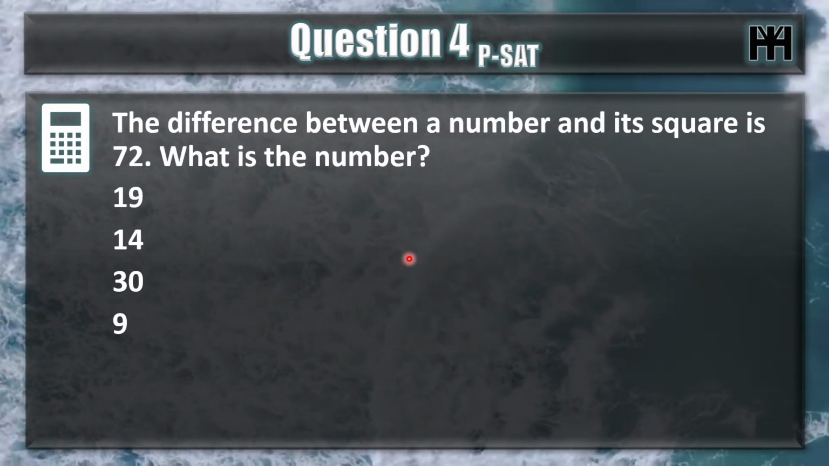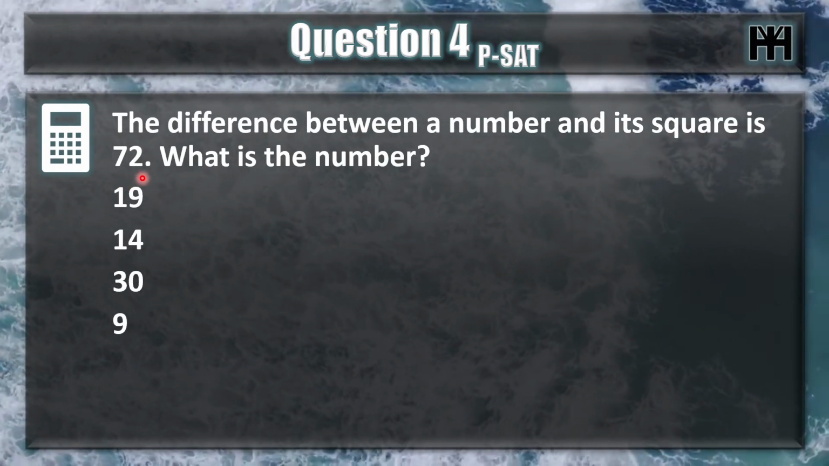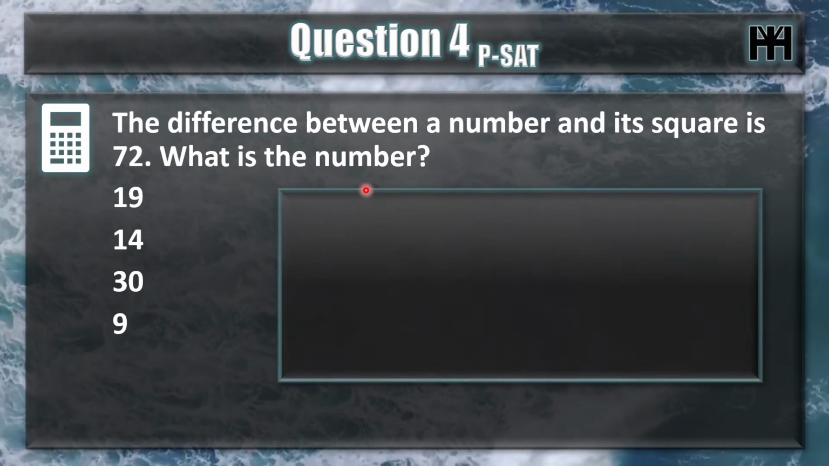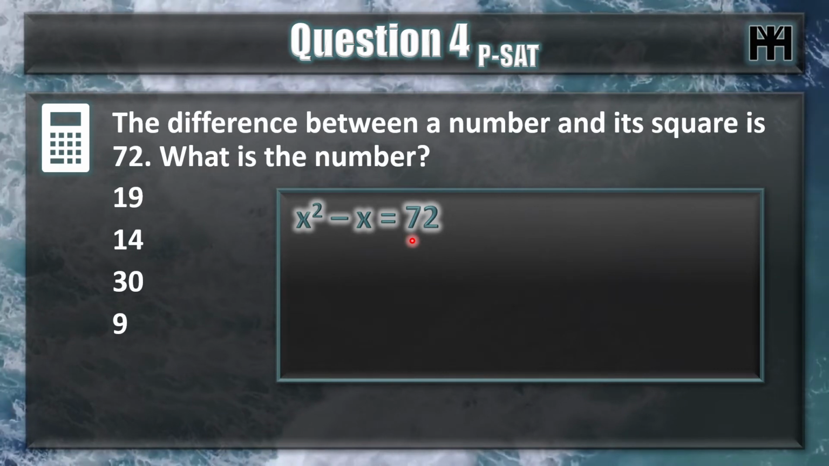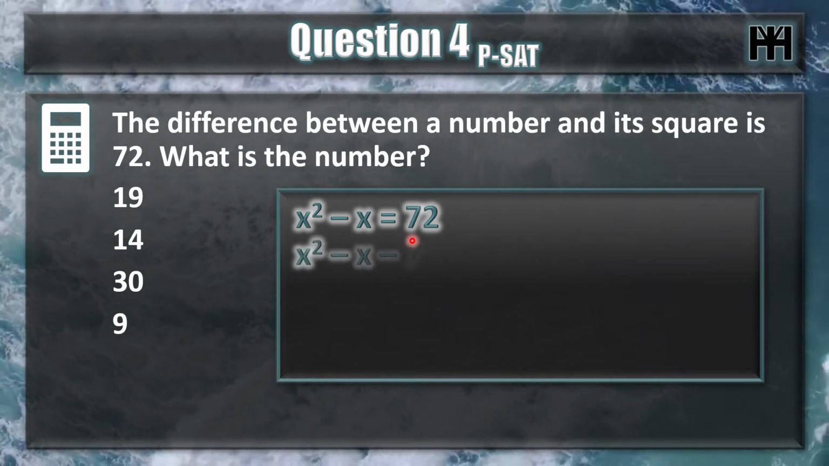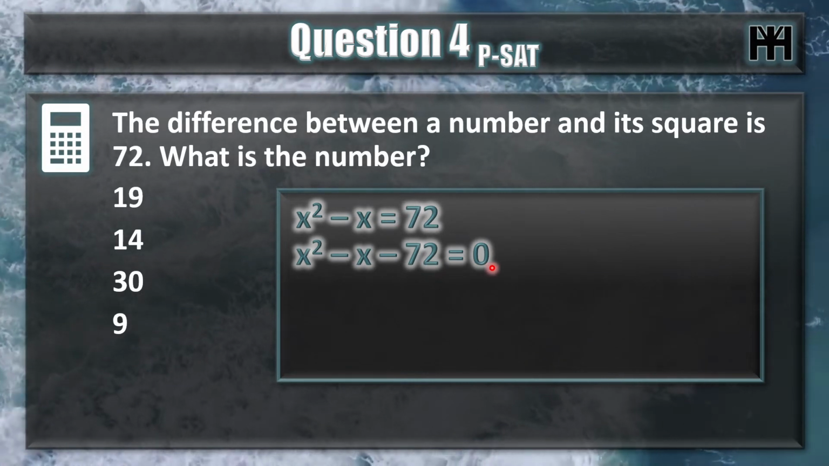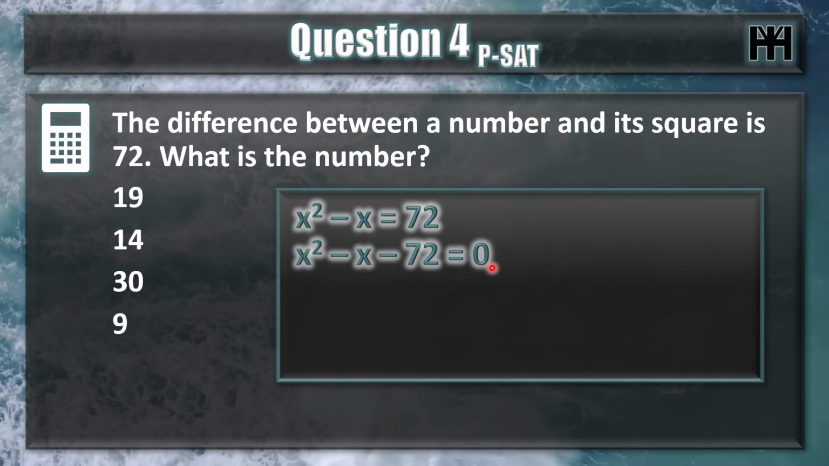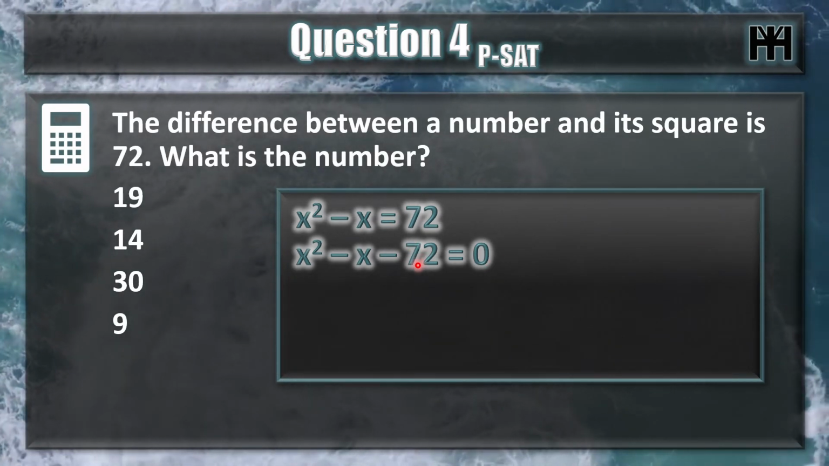Question 4. The difference between a number and its square is 72. What is the number? Okay, a number and its square. So let's say we have x squared minus x equals 72. Okay, but not yet. It's not in the standard form yet. So we have x squared minus x minus 72 equals 0. Okay, now we can start. And by the way, I don't know why, but I love 72.